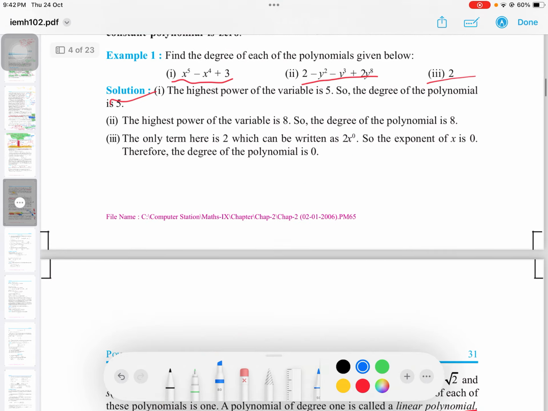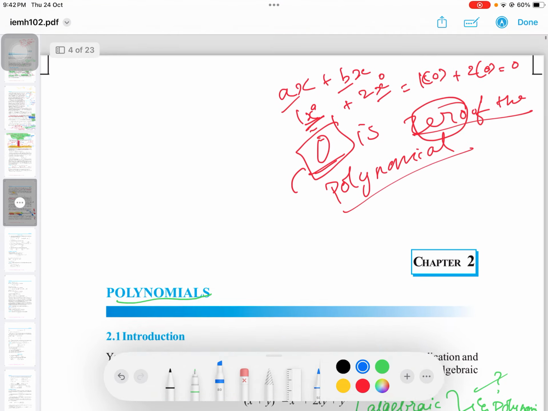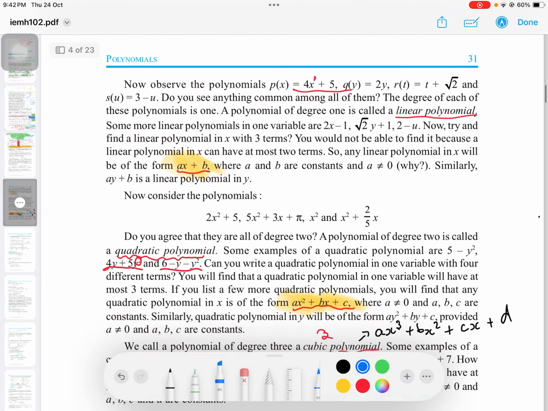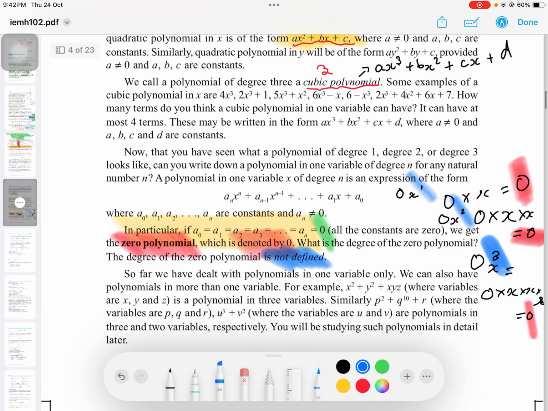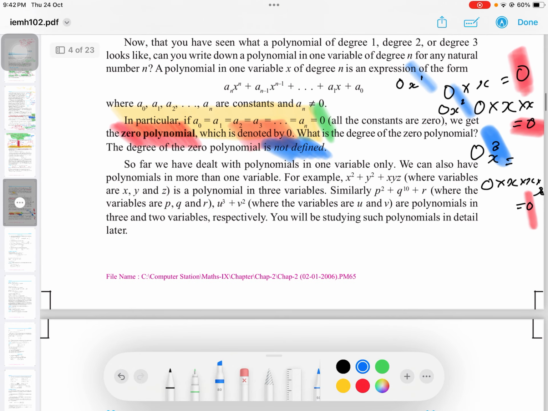So all this while, we covered only 4 pages. Wow, we're so slow, but I hope you understood. Now all this while we have dealt with polynomials in only one variable.